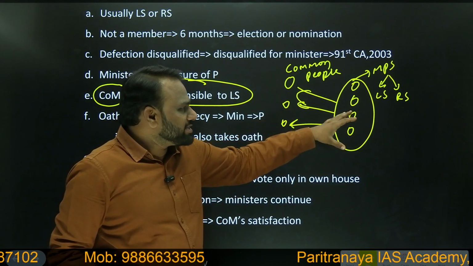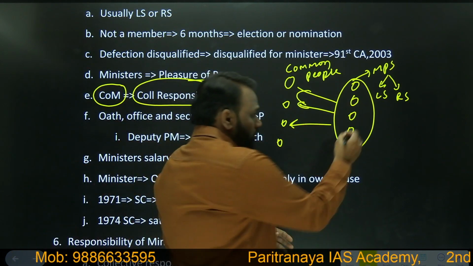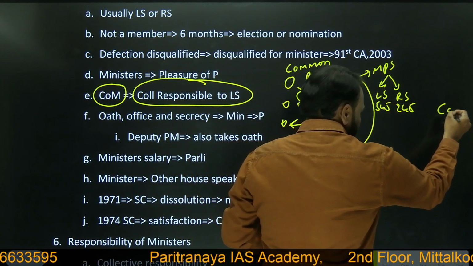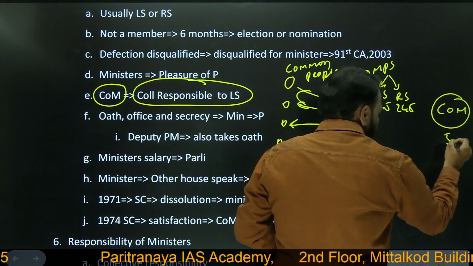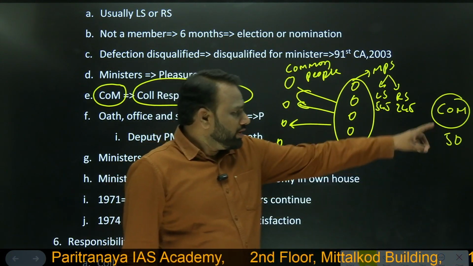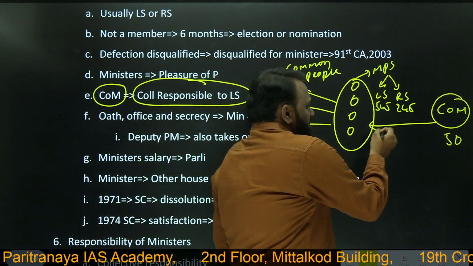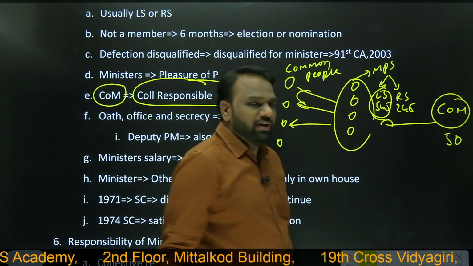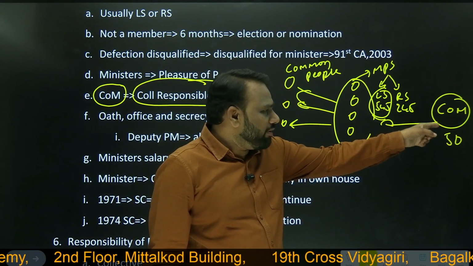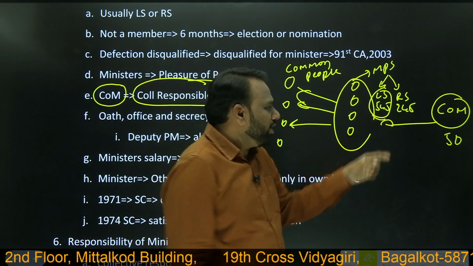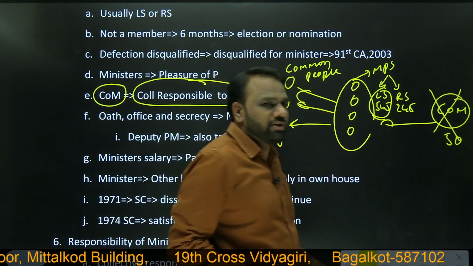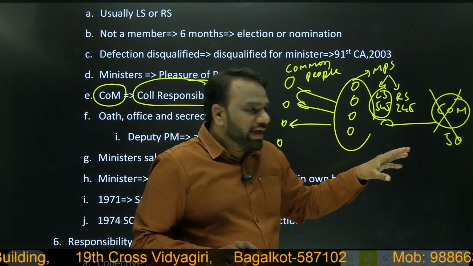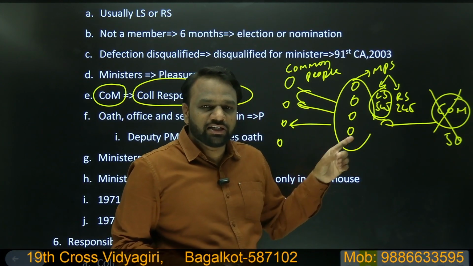Now, on a day-to-day basis, Lok Sabha and Rajya Sabha MPs cannot meet, 545 here and 245 here. That's why we have the Council of Ministers. Here we have 50 ministers, and they are responsible to Lok Sabha, to 545 people. It means if the Council of Ministers makes any mistake, then Lok Sabha has the power to remove the Council of Ministers. That's why the Council of Ministers should do their job in a way that satisfies Lok Sabha.